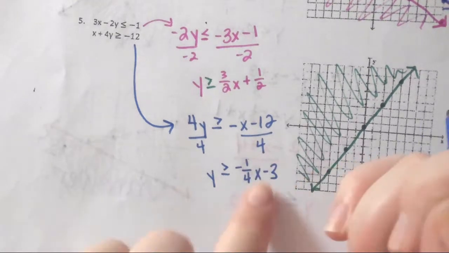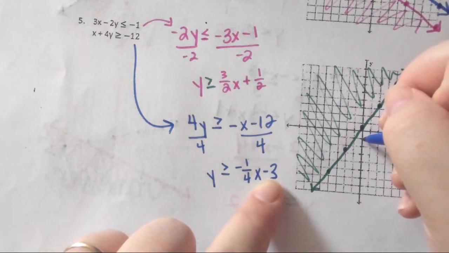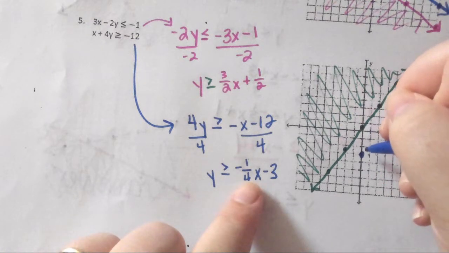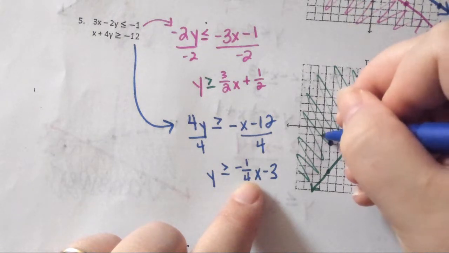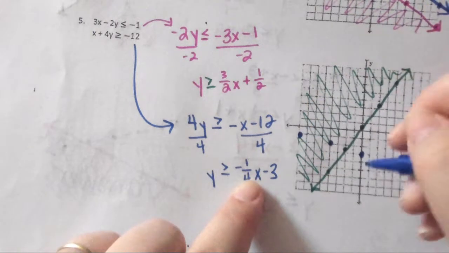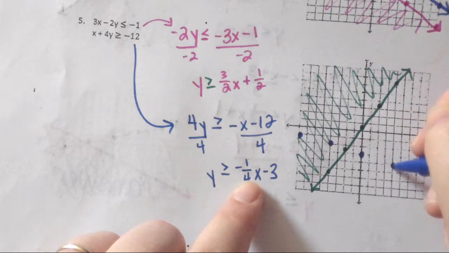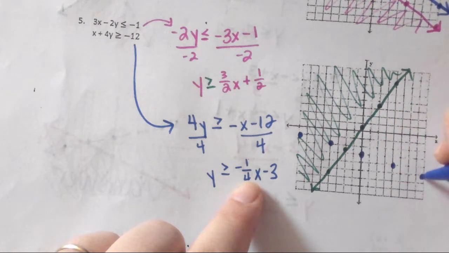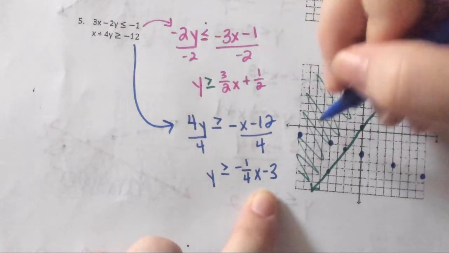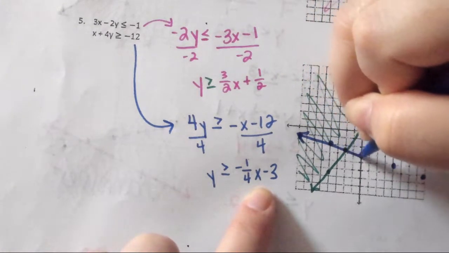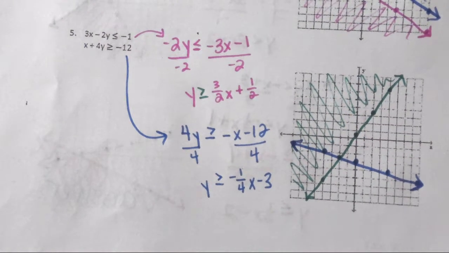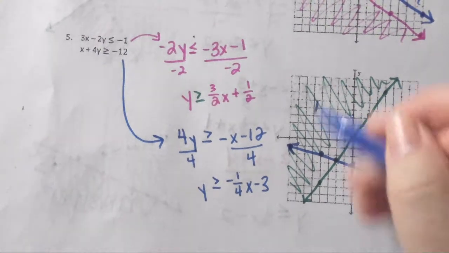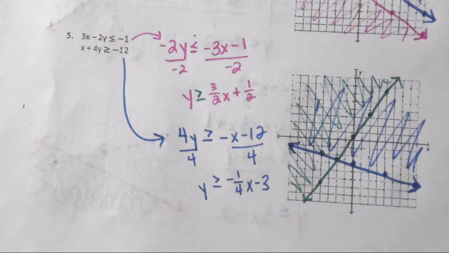Okay, with this new equation, my intercept is at negative 3. So I've got to go down to 3. 1, 2, 3. My slope is negative 1/4. So up 1, left 4. Down 1, right 4. Okay, and then since it's greater than or equal to, we do get to connect the dots. Since it's greater than or equal to, we get to shade above the line. So this overlapping region would be the answer.